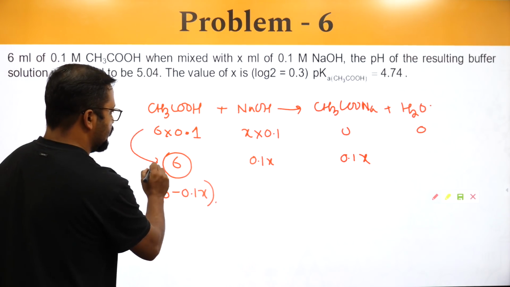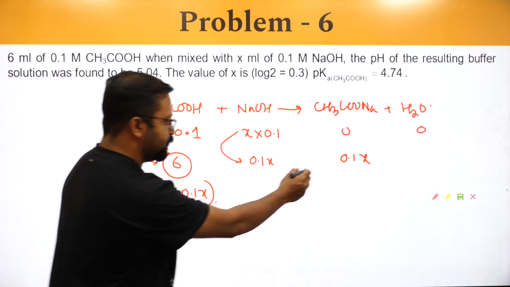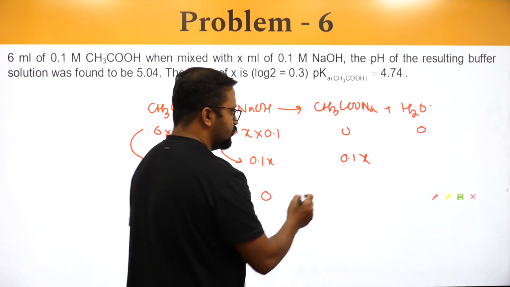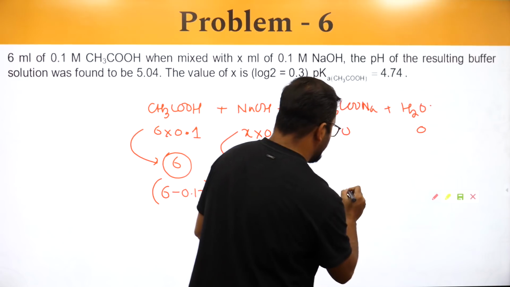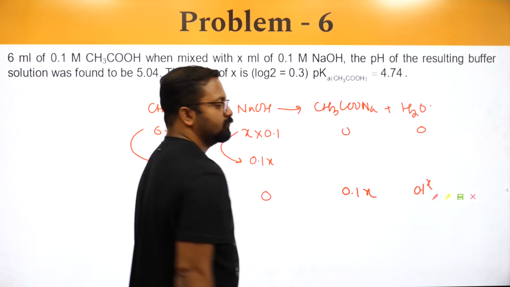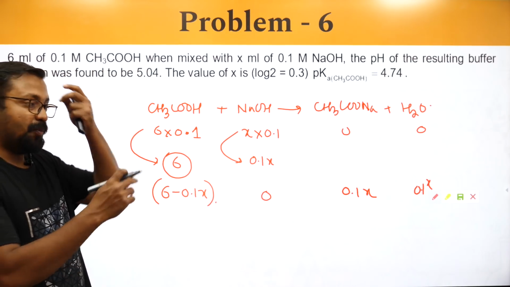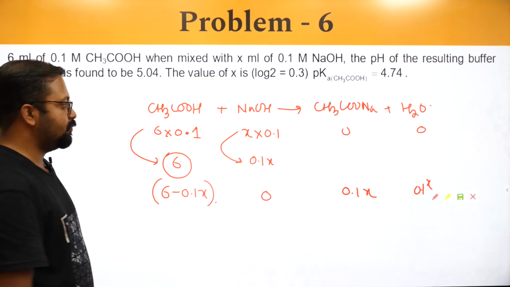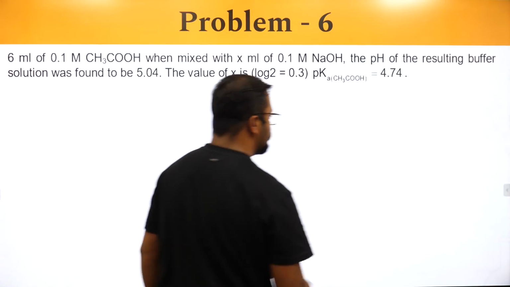Okay, so this is equal to this, this is equal to this. The amount of substance left, this will become 0. This will be 0.1x. This will be 0.1x. Okay, now we incorporate this result in the buffer equation. So buffer equation क्या होता है?